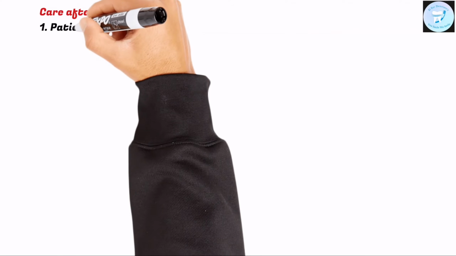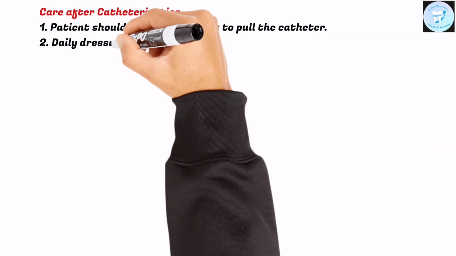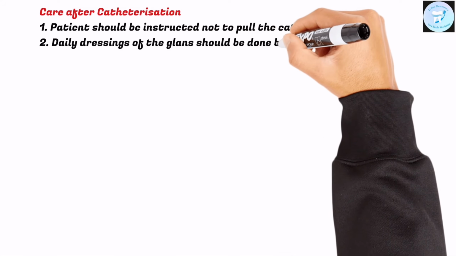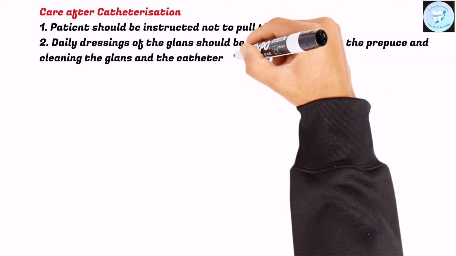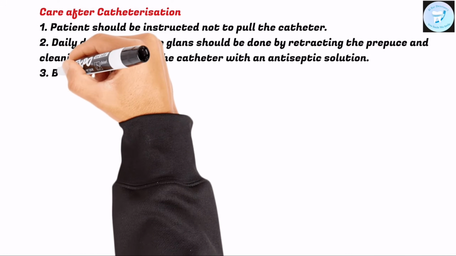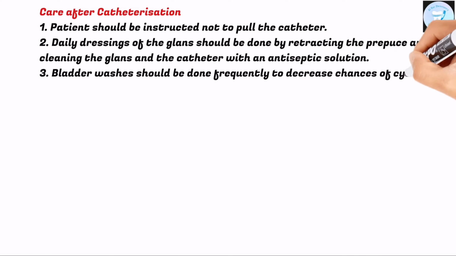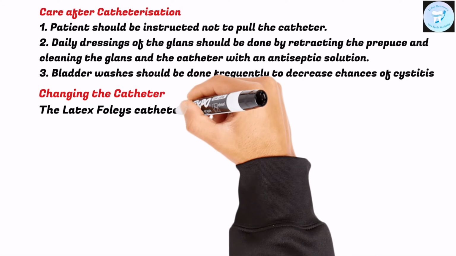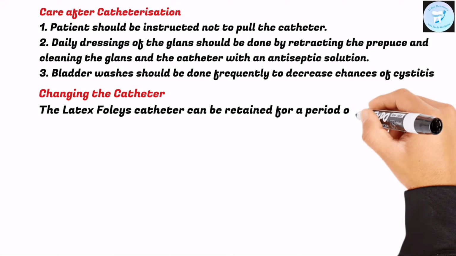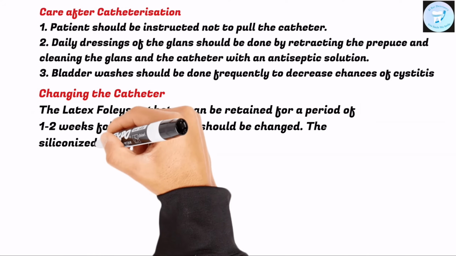Now, care after catheterization. First, the patient should be instructed not to pull the catheter. Second, daily dressing of the glans should be done by retracting the prepuce and cleaning the glans and the catheter with antiseptic solution. Third, bladder washes should be done frequently to decrease chances of cystitis. Now, changing the catheter. The latex Foley catheter can be retained for a period of 1 to 2 weeks, following which it should be changed. The siliconized catheter can be retained for 1 month.